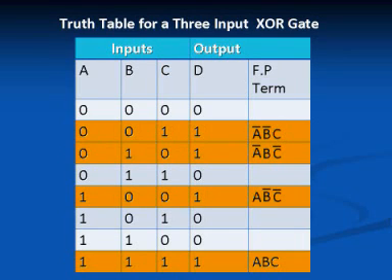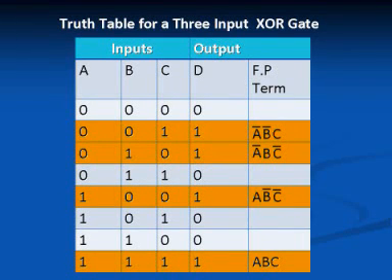One can see from the truth table that the output D is 1 when the number of ones among the inputs A, B and C is odd. For example, when A is equal to 0, B is equal to 0 and C is equal to 1, the number of ones in the inputs is 1. That is odd. Hence, the output D is 1.